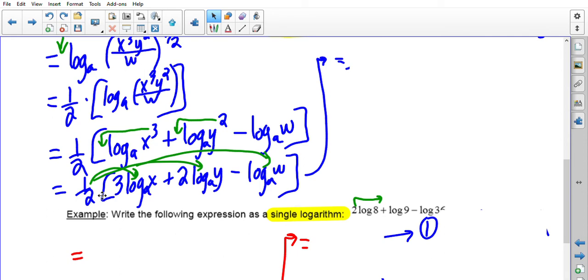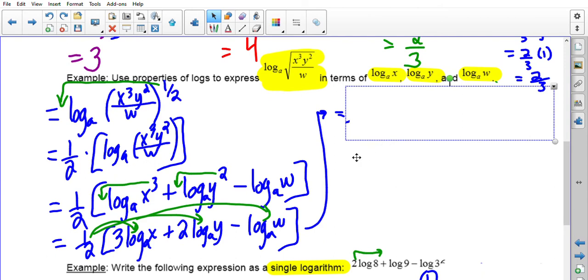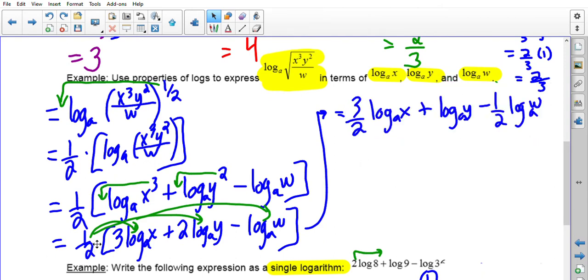Now our last step is to distribute the 1/2 into every piece. Okay. So that means we are going to get 1/2 times 3, so 3 over 2 log x to the base a, plus 1/2 times 2 is 1, so plus 1 log y to the base a, and then 1/2 times negative 1, so negative 1/2 log w to the base a. And we have written this all separated in terms of those pieces.